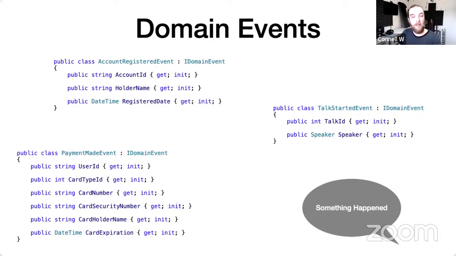Notice I've used init-only properties here because these events are immutable. They cannot change. Once you've created this event, the state cannot change. You can't go back and change one of these properties. Once the talk has started, you can't go back and change who the speaker was, as much as you might like to at this point. It's immutable because it's an event. It's happened in the past. Notice the wording of them: payment made, talk started. It's past tense. They're events. They've already happened.